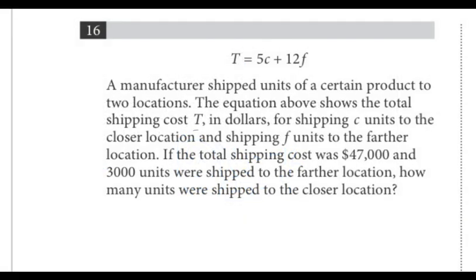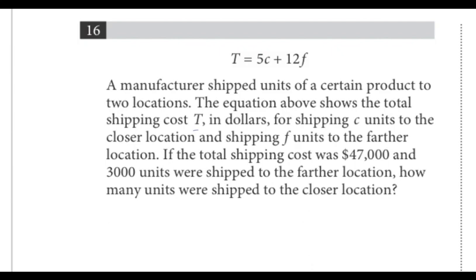Number 16 starts off with the equation T equals 5C plus 12F. A manufacturer shipped units of a certain product to 2 locations. The equation above shows the total shipping cost T in dollars for shipping C units to the closer location and shipping F units to the farther location. If the total shipping cost was $47,000 and 3,000 units were shipped to the farther location, how many units were shipped to the closer location?